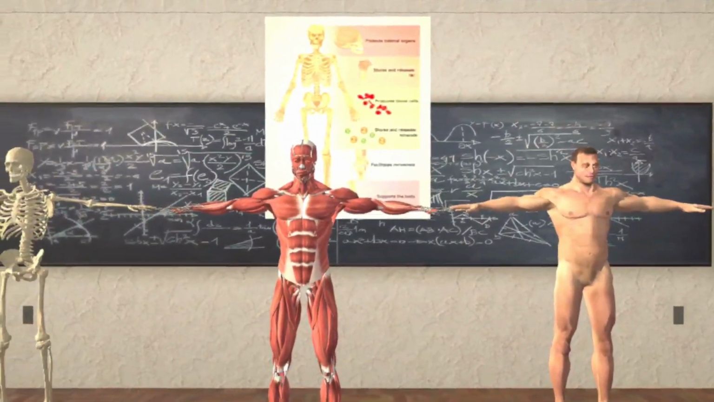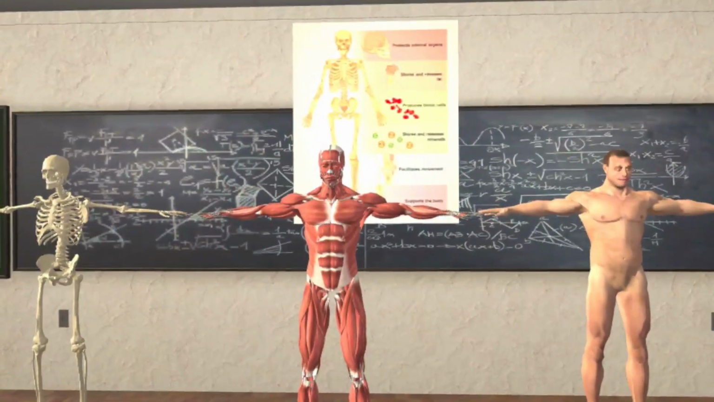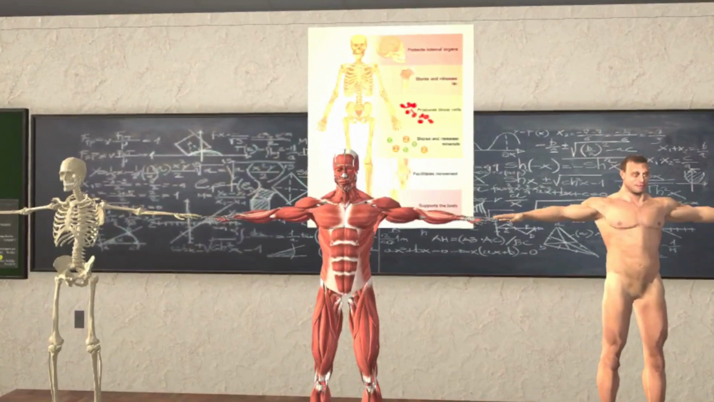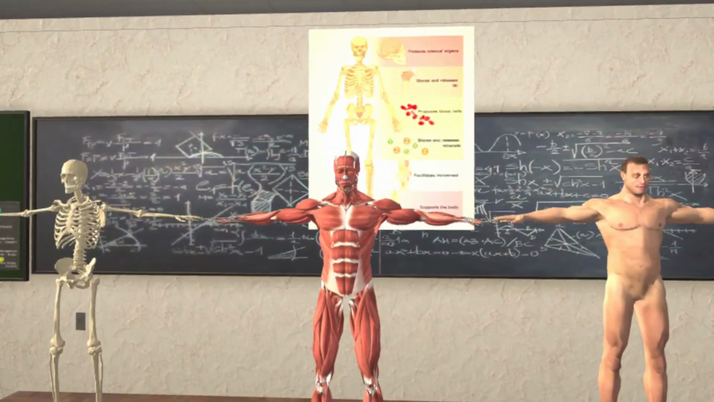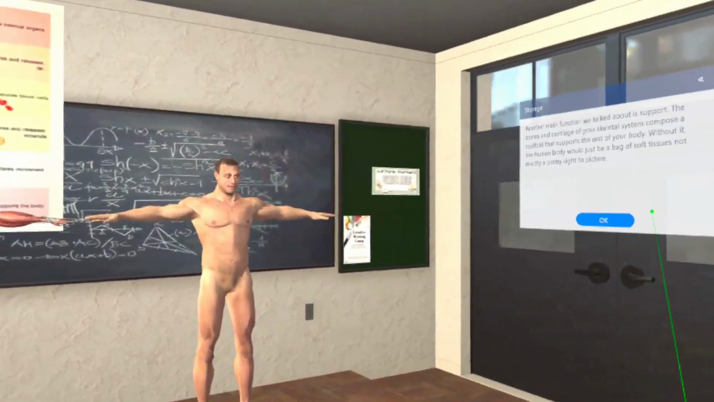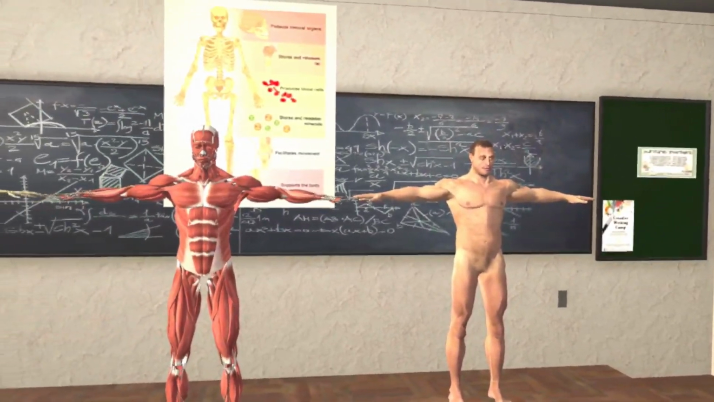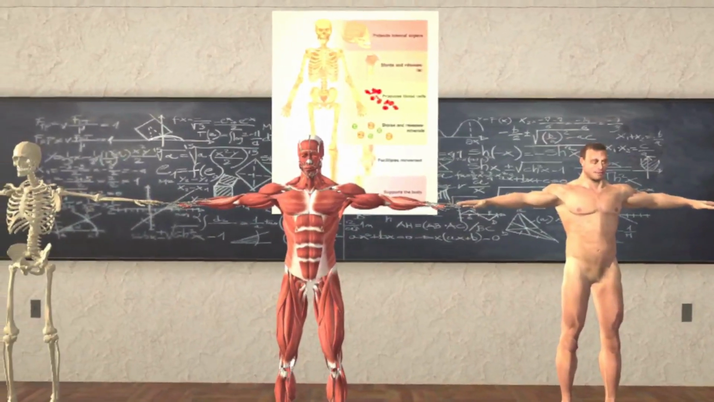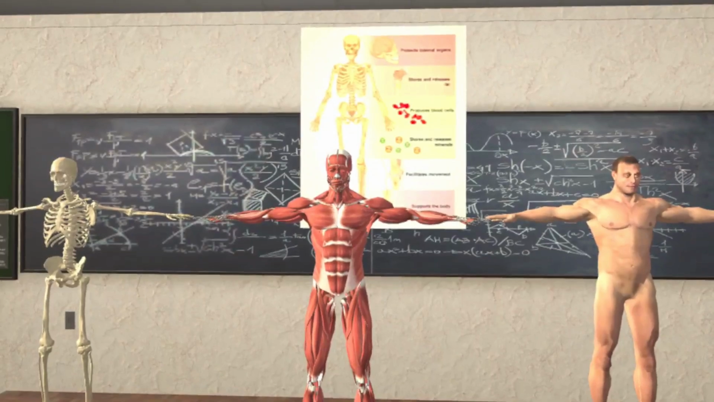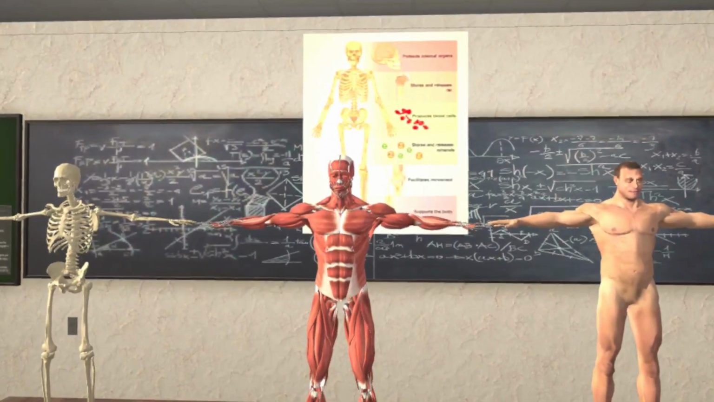Another main function we talked about is support. The bones and cartilage of your skeletal system compose a scaffold that supports the rest of your body. Without it, the human body would just be a bag of soft tissues, not exactly a pretty sight to picture. For example, the large bones of the lower limbs support your body weight, helping you stand and move, and ensuring you don't fall over when you stand up. We definitely wouldn't get very far if that were the case.